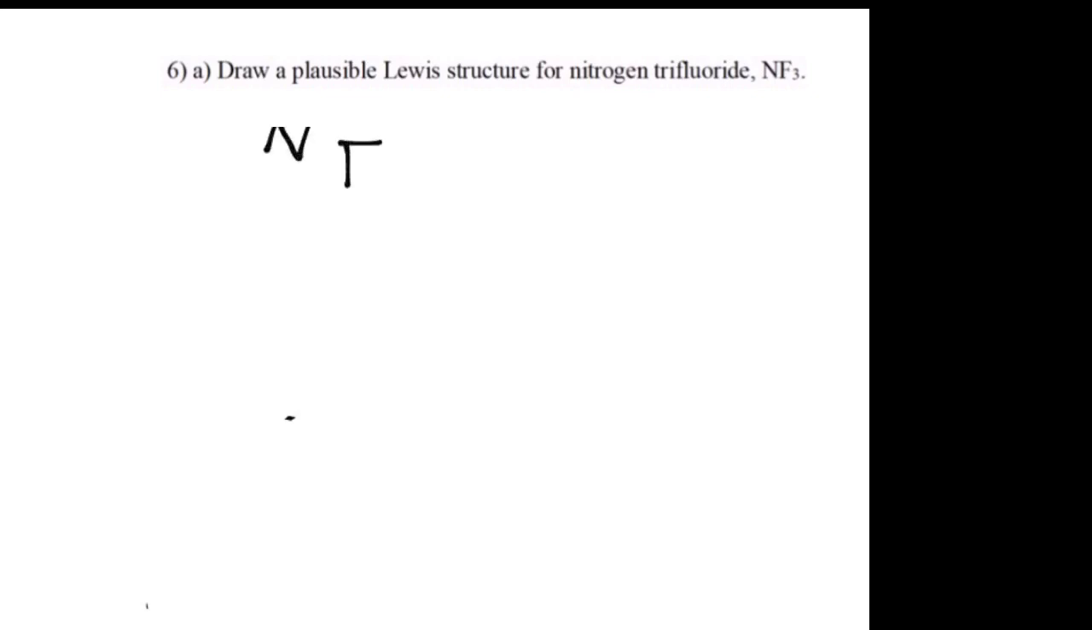Okay, this problem says, draw a plausible Lewis structure for nitrogen trifluoride. Well, nitrogen trifluoride is NF3. In order to do this Lewis structure, we have to figure out what each atom brings to the table. In order to do that, we have to look at our periodic table. Our periodic table tells us that nitrogen has 5 valence electrons, and each fluorine brings in 7 valence electrons. So that's 7 times 3 is 21, plus 5 is 26. So we have 26 valence electrons, and we need to draw a structure.